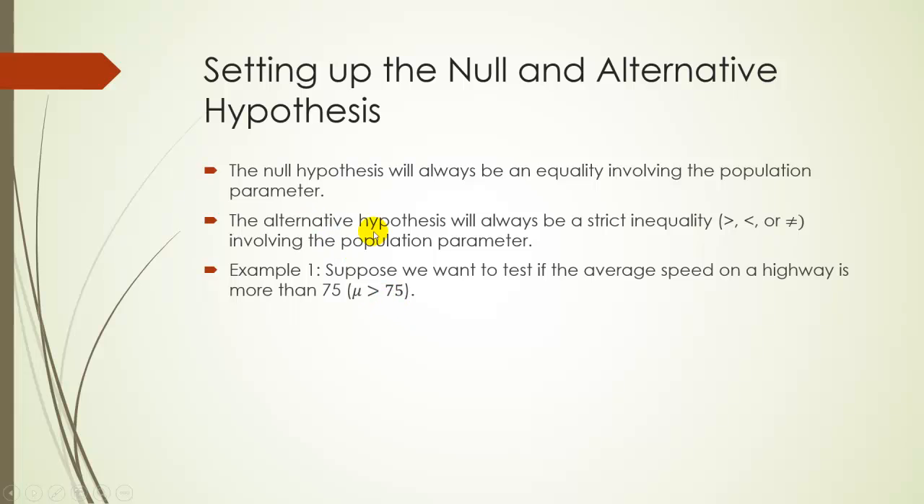Well, since the alternative hypothesis always has a strict inequality, this must be HA, and then H0 must be that mu is equal to 75, because that must be the default state we're trying to disprove. So again, HA is mu greater than 75.